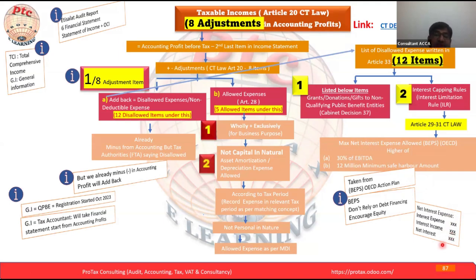Okay, now here the bullets are added. So as of now, we are looking into the add back of disallowed expenses, this A part, and here we have 1 and 2 adjustments, which we already went through. And now we are going to the next.